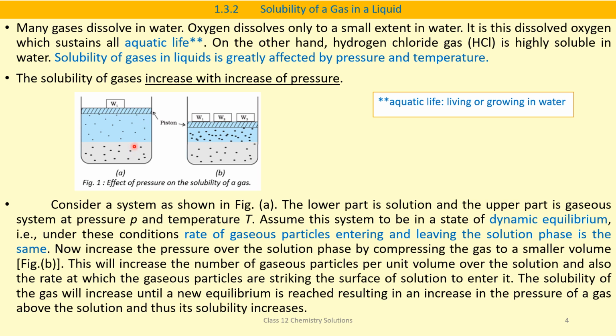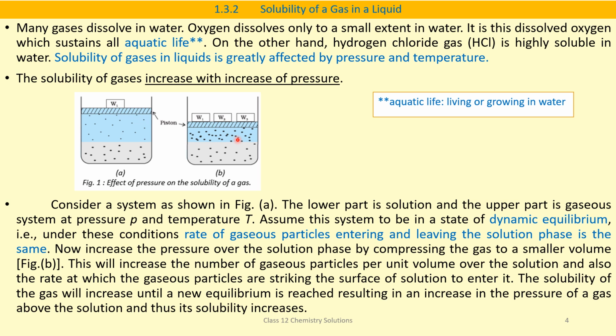Now, refer to part B of the figure. Increase the pressure. Here we are putting more pressure and trying to compress the gaseous part. Now increase the pressure over the solution phase by compressing the gas to a smaller volume. We are reducing the volume here. This will increase the number of gaseous particles per unit volume.